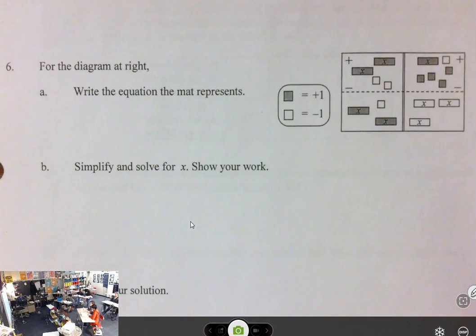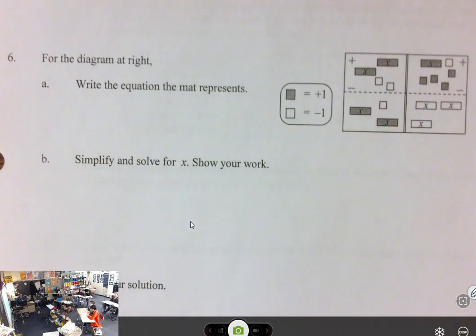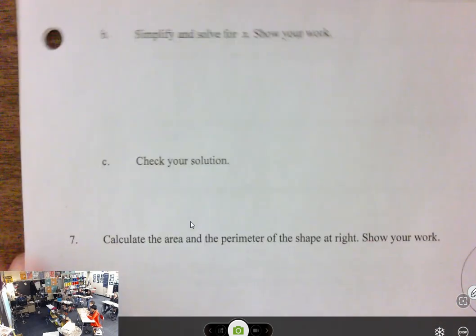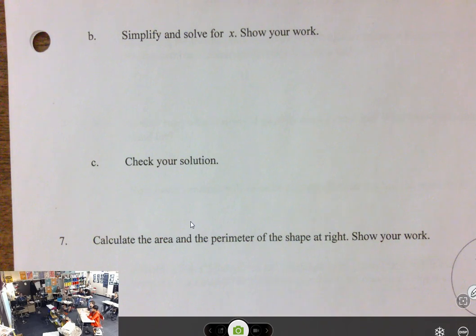For the diagram, what is it? Write the equation. Remember, the two lines down the middle mean they're equal. Calculate the area and... this one I like a lot. And there's a question on your homework tonight directly related to this sort of problem. Calculate the area and perimeter of this object.